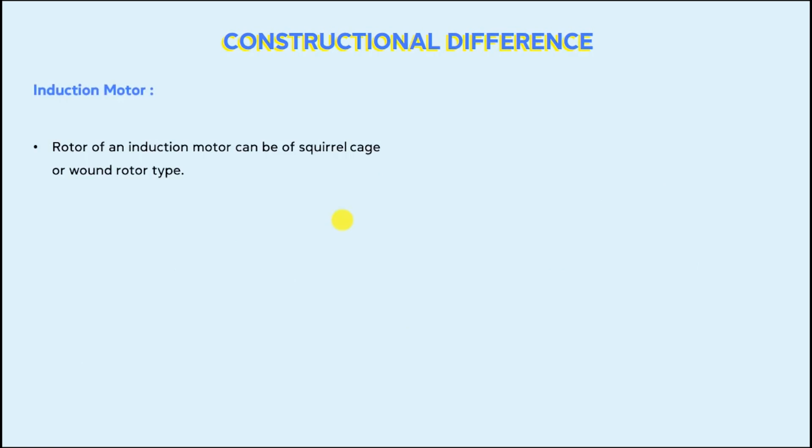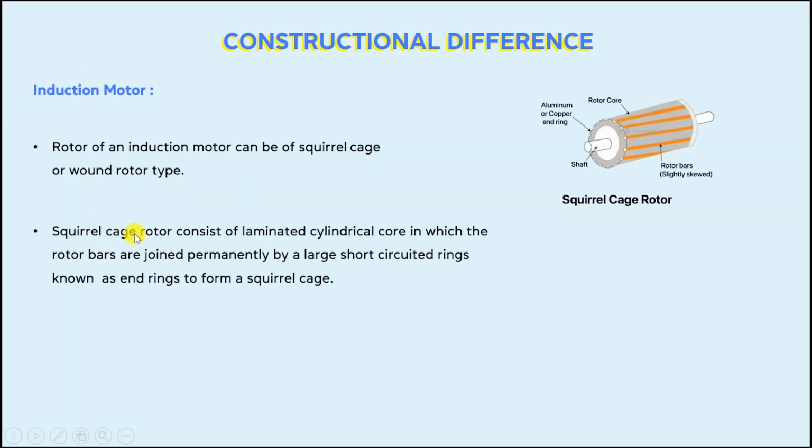Now let's come to the rotor of an induction motor. The rotor of an induction motor can be of a squirrel cage or a wound rotor type. So basically there are two types of rotor in the induction motor. The squirrel cage rotor consists of a laminated cylindrical core in which the rotor bars are joined permanently to a large short-circuited ring known as end ring to form a squirrel cage.